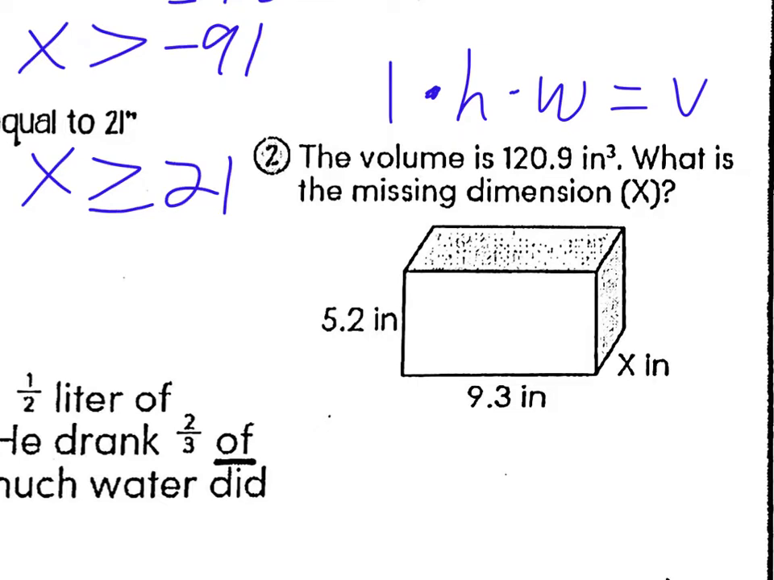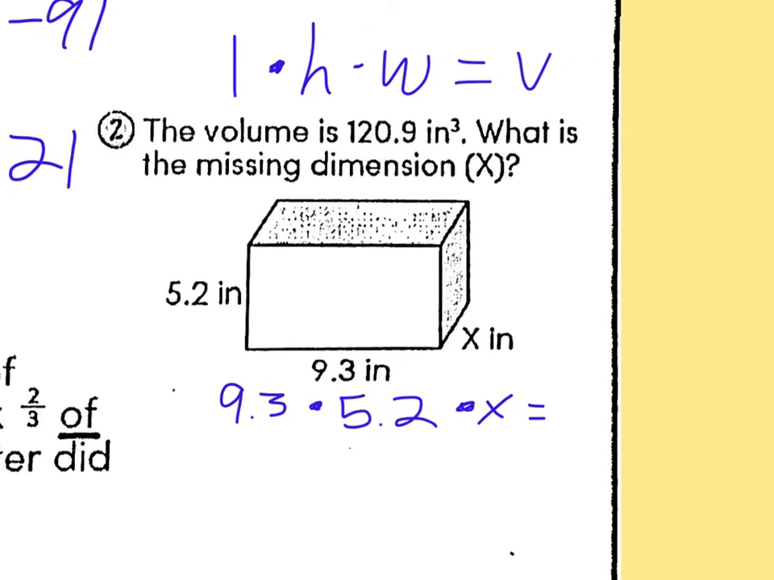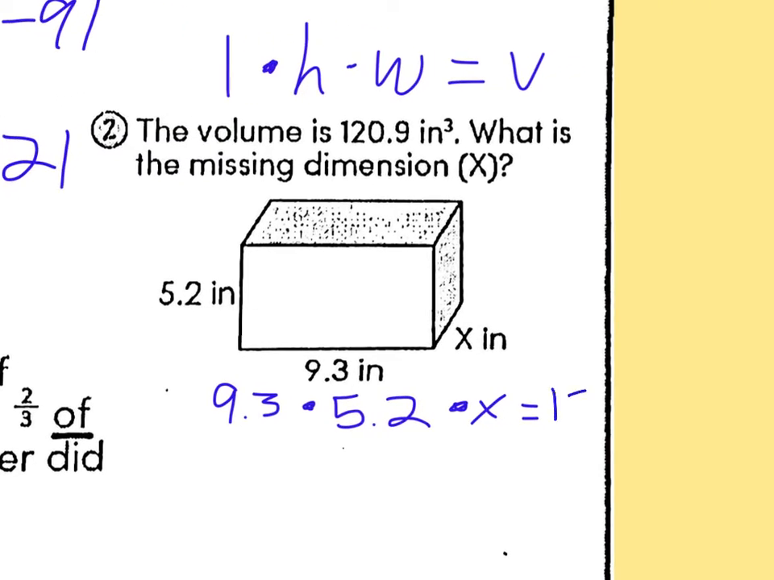Do I have the length? I do. So it's 9.3 times, do I have the height? I do. So I can put in 5 and 2/10 times x equals 120.9. Okay, so from here, we're just going to multiply what we do have, and so it's going to turn out to be some number x equals 120.9, and then we can use railroad tracks to figure this out.